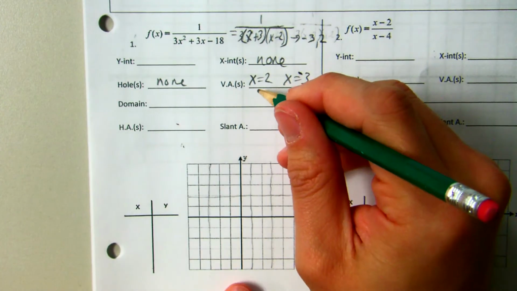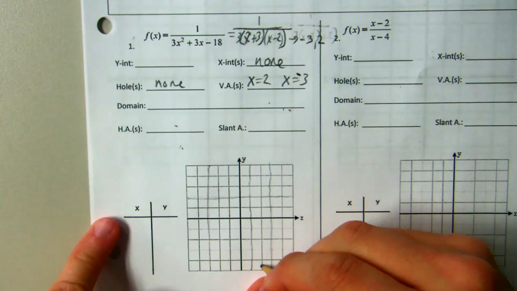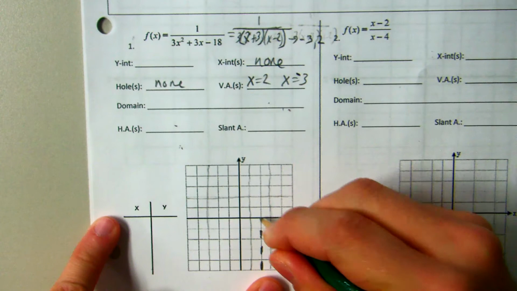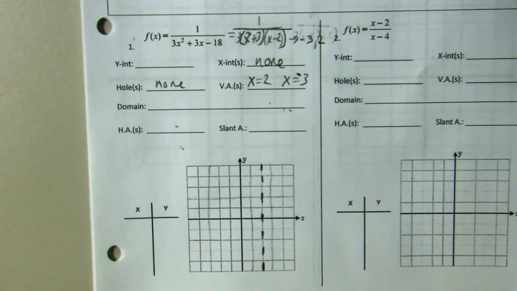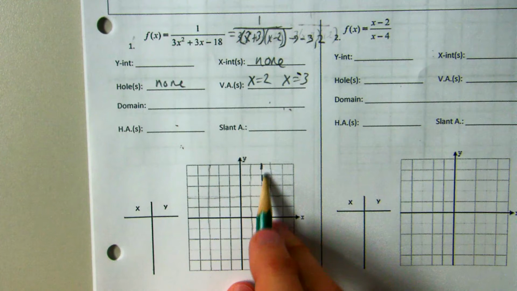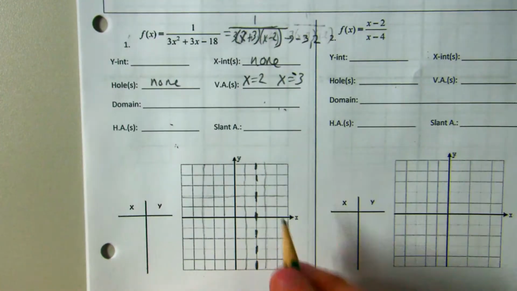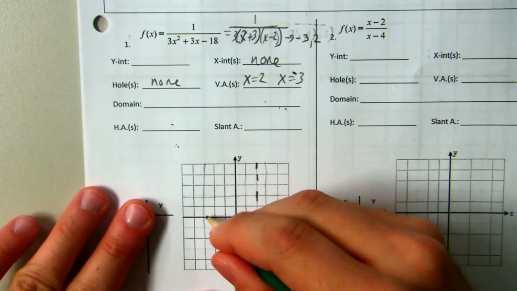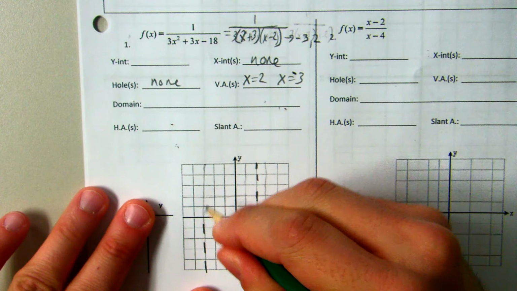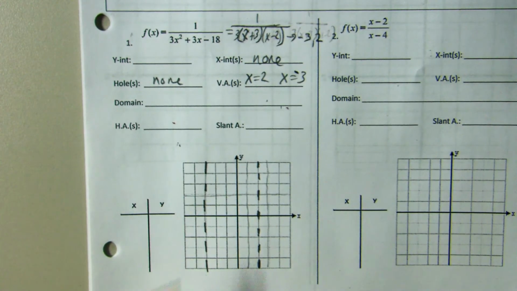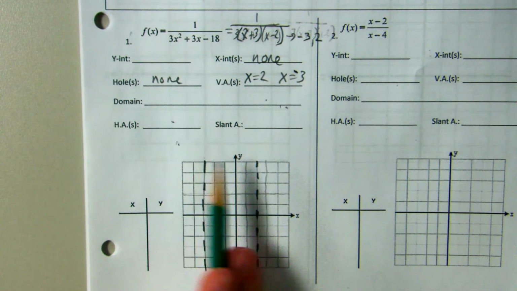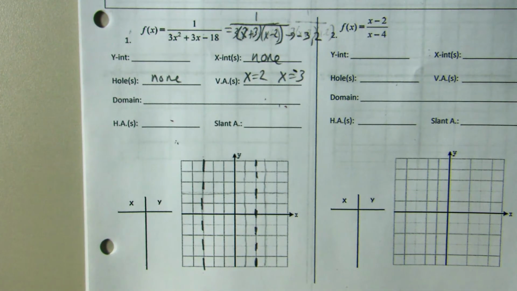And the way we're going to label these on our graph is by doing dashed lines. So here's the vertical asymptote x equals 2. Here's the vertical asymptote x equals negative 3. I know it's going to spike here and spike here. It's going to shoot up to infinity on one side of that and shoot down to infinity on the other side of both of those.